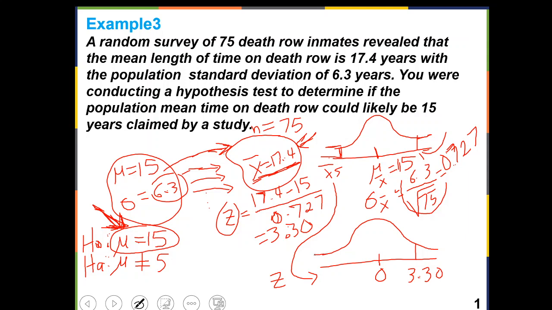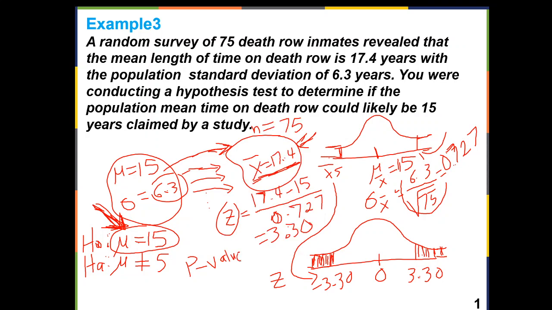Now, under a standard normal distribution, what's the probability that we're going to get a number that far away to the right and also that far away to the left? Because remember, we could also get a number that is much smaller than 15 and refute this claim. Now, how much area is to the right of 3.3 and to the left of negative 3.3? That number is called the p-value, and we're going to talk about that.